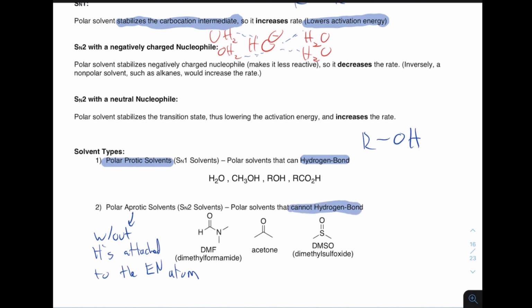So for SN2 reactions, we'll see solvents like this, DMF, acetone, or DMSO, as the solvent underneath that reaction arrow. And this will help clue you in on what type of reaction it is, if you have to predict the products or do a mechanism. If you see these polar protic solvents, typically it'll be an SN1 reaction, and if you see these solvents below the reaction arrow, it'll typically be an SN2 reaction.